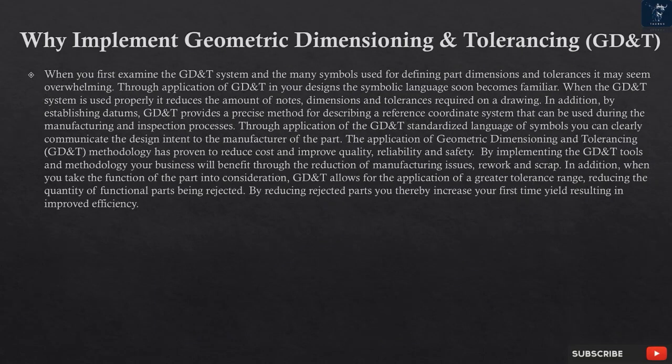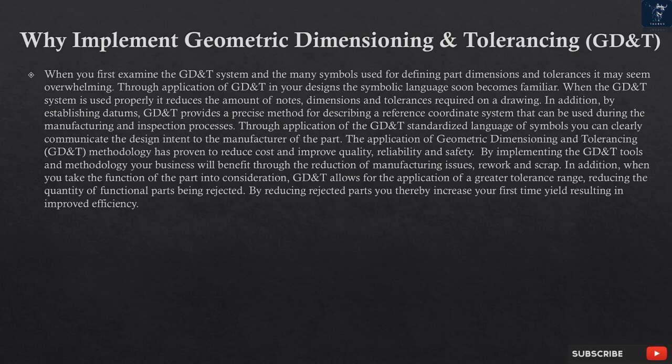Why implement Geometric Dimensioning and Tolerancing, GD&T? When you first examine the GD&T system and the many symbols used for defining part dimensions and tolerances, it may seem overwhelming. Through application of GD&T in your designs, the symbolic language soon becomes familiar. When the GD&T system is used properly, it reduces the amount of notes, dimensions and tolerances required on a drawing. In addition, by establishing datums, GD&T provides a precise method for describing a reference coordinate system that can be used during the manufacturing and inspection processes.